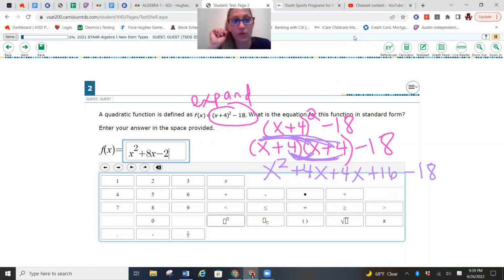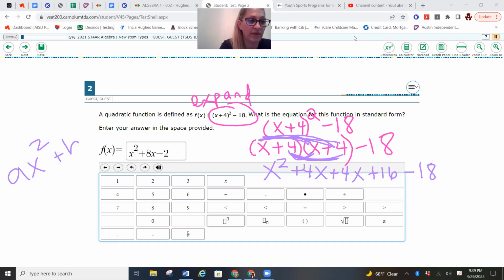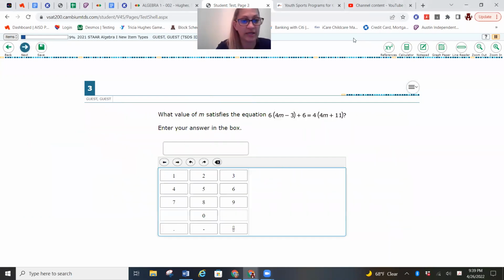Expanding something, writing it in standard form. Remember, standard form means you have a number next to x squared, in this case, it's a 1. You have a number next to x, in this case, it's the number 8. And you have your c value. In this case, it's a -2. And save it, hit next.